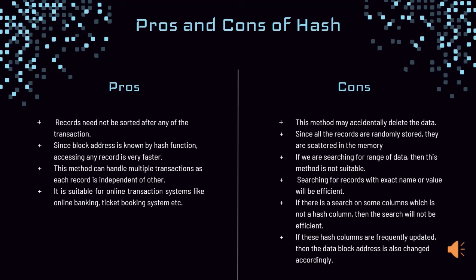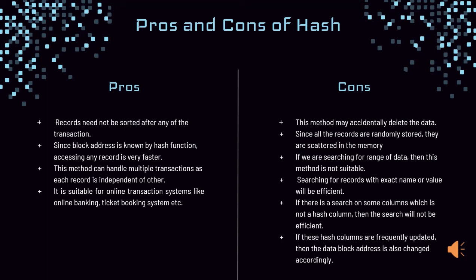Second one is, since all the records are randomly stored, they are scattered in the memory, hence memory is not efficiently used. The third one is, if we are searching for a range of data, then this method is not suitable because each record will be stored at a random address. Hence range search will not give the correct address range, and searching will be inefficient. For example, searching the employees with salaries from 20K to 30K will not be efficient.